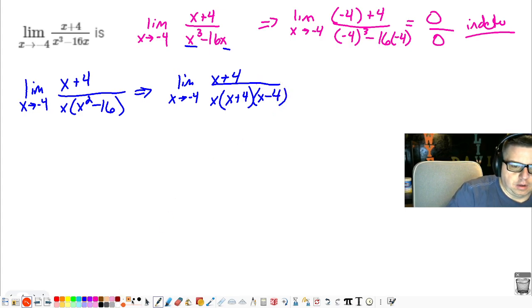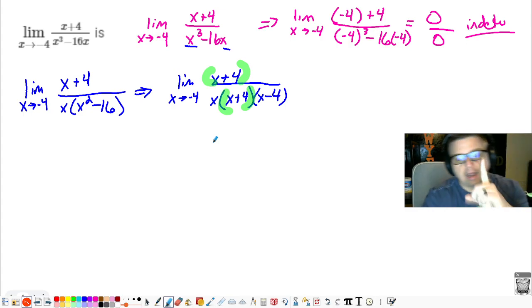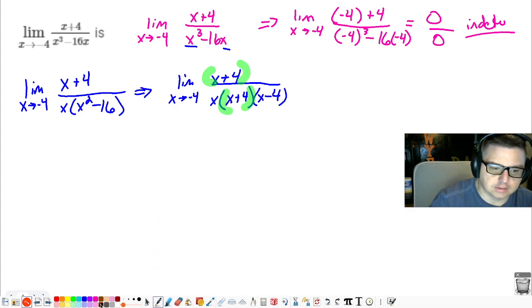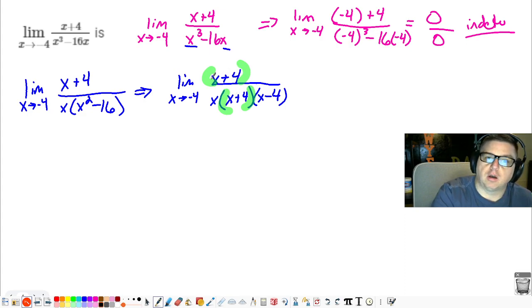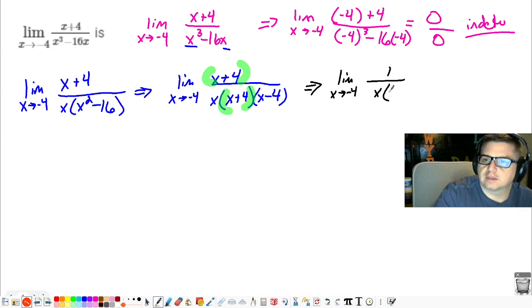Okay. And hopefully we see that this x plus 4 and this x plus 4 are going to one out. They're not canceling. They're not zeroing. We're oneing them out because anything divided by itself, 5 divided by 5, 20 divided by 20, x divided by x, all comes out to just be a 1. So now what happens is we have the limit as x approaches negative 4. We're going to have a 1 on the top, and we're going to have an x and then an x minus 4 on the bottom.